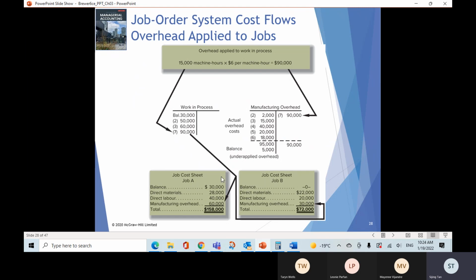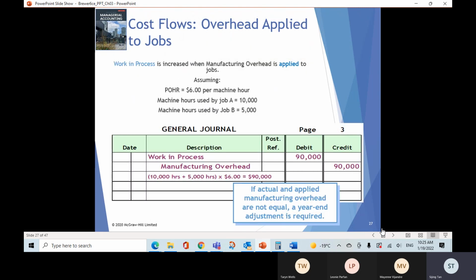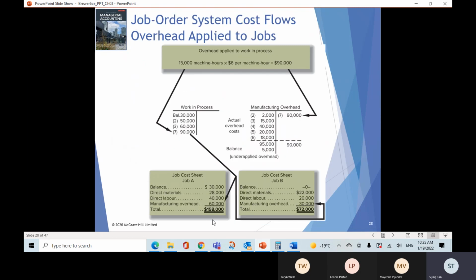Then we go to each job, job A. We know that we have a predetermined rate of 6, and the total hours are 10,000 for job A. So 10,000 machine hours, and we use 10,000 times 6. This is manufacturing overhead. This is the balance, and direct materials, direct labor. It gives you the total amount. The same calculation applies to job B.